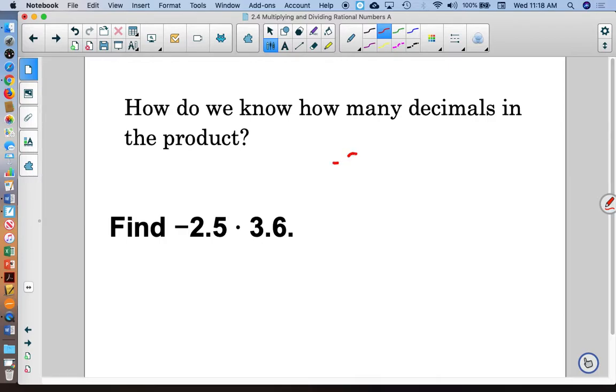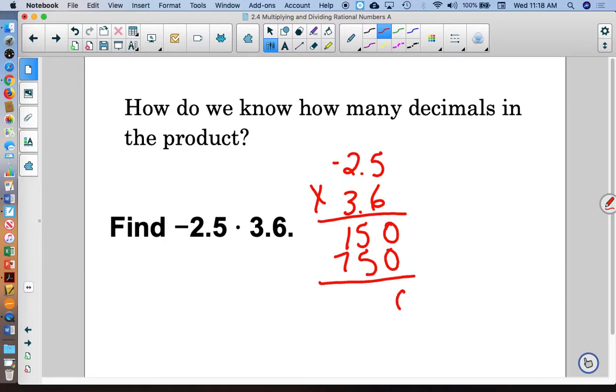So I've got negative 2.5 times 3.6, and I know I need 2 decimals. When I multiply it, 6 times 5 is 30, 6 times 2 is 12, plus 3 is 15. 3 times 5 is 15. 3 times 2 is 6, plus 1 is 7. Now I get 9. Is it going to be positive or negative? It's got to be negative, but where's my decimal? In between the 9 and 0.